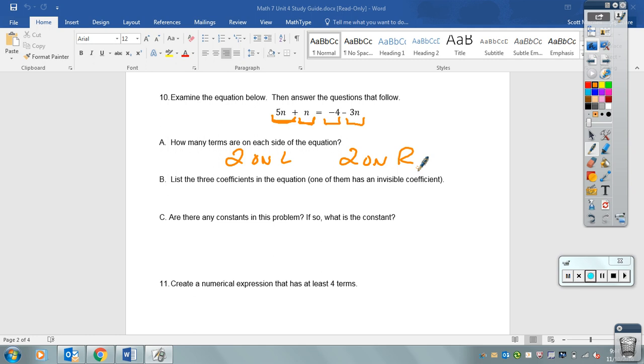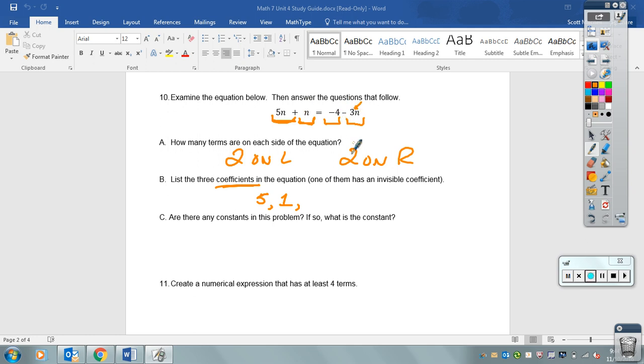List the 3 coefficients. Now, coefficients are co-workers. They work with a number. The first one should be pretty obvious. The coefficient is 5. The second one is just n, so you might think, well, there is none for n, or you might put 0. That would be incorrect because 0 times n would be 0 and it'd go away. So what number is written right there? It's kind of hidden, but it's the number 1 because 1 times n is just n. That's called a multiplicative identity. This one doesn't have a coefficient because it's a constant.